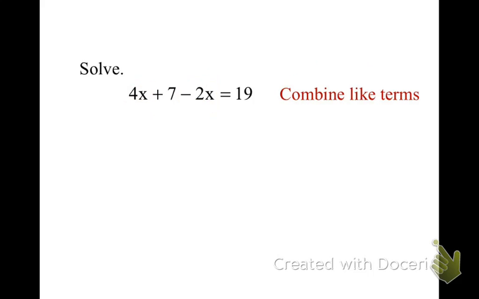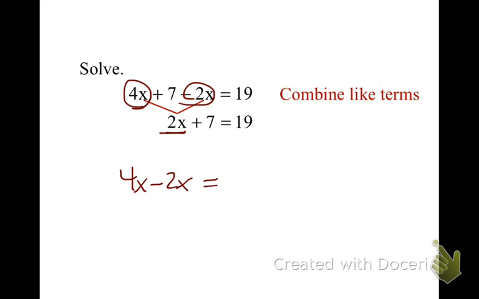So our first step is to be combining like terms. So I'm going to combine my 4x and my negative 2x. It'll give me 2x plus 7 is equal to 19. So what did I do? I combined my 4x and my negative 2x. That's where I got my 2x from, because 4x minus 2x gives me 2x. Then I take a look at my leftovers. I have my positive 7, which came down right over here. My equal sign came down, same with my 19. So we're looking to combine our like terms. This is going to be our first step.